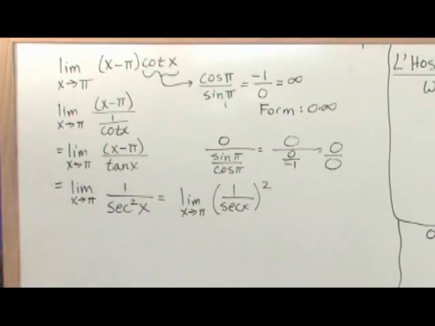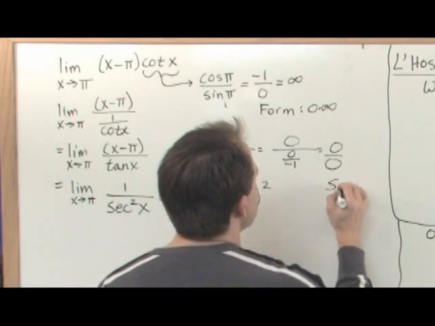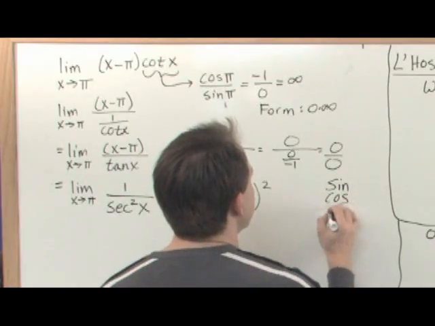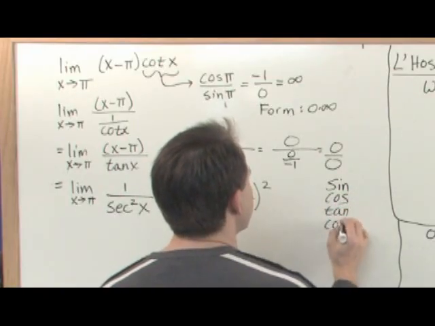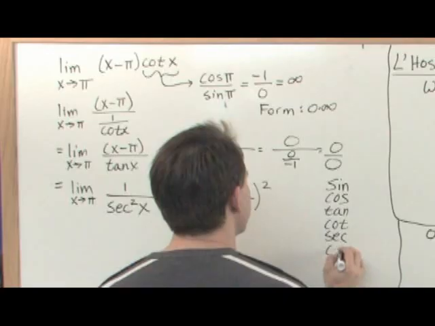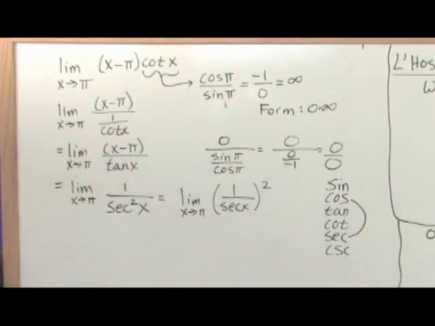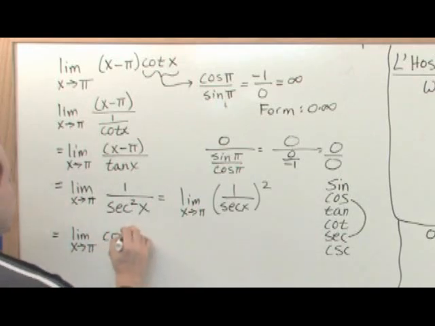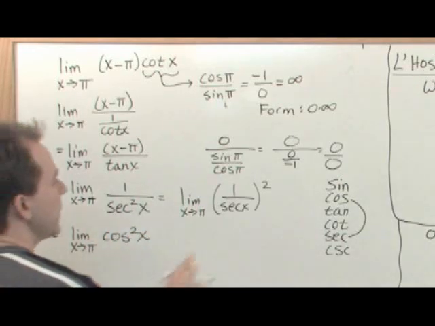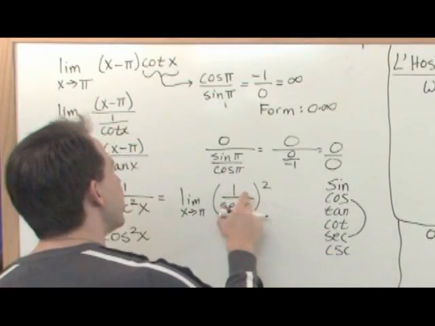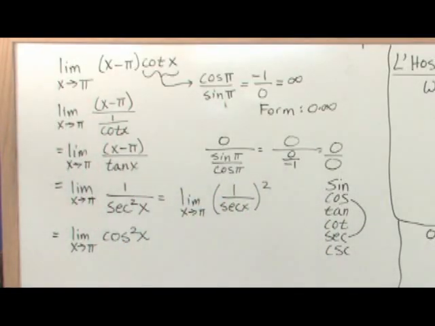The reason I did that is because I want to use my rainbow again: sine, cosine, tangent, cotangent, secant, cosecant. Secant is 1 over cosine. Okay, so I can rewrite this again just to make it easy. The limit as x goes to pi of what? Cosine squared x, because I've turned this 1 over secant into a cosine, cosine squared. So now it's something I can do.